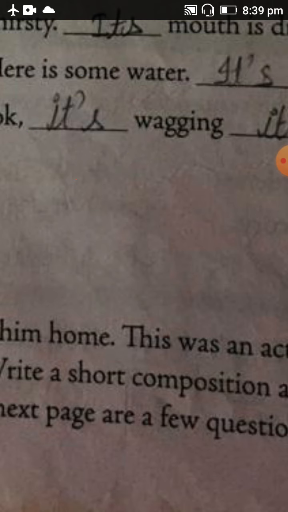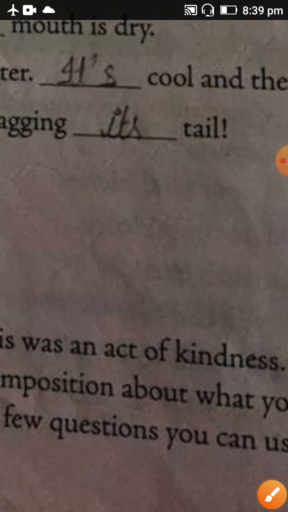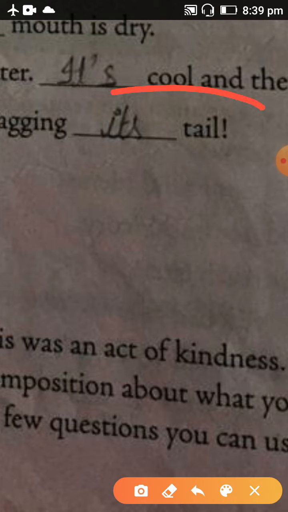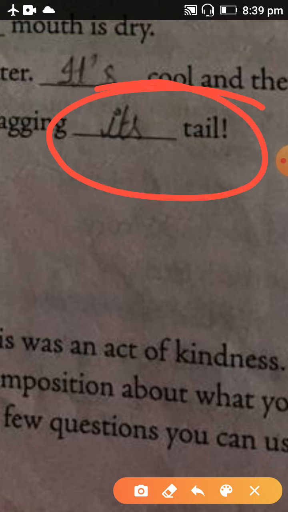Next, what is the puppy wagging? Its tail, means uski poonch. So here we can write its tail. I hope it is clear. Whenever we are using it is, we can write it apostrophe s, and whenever we are talking about another thing related to the puppy or to anybody, we can write its. I hope it is clear.